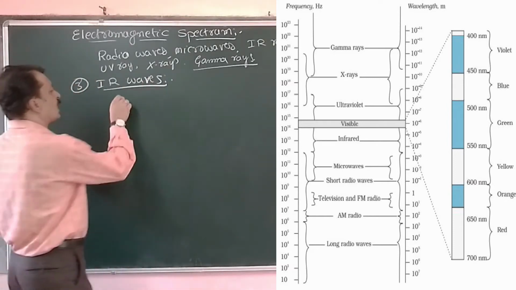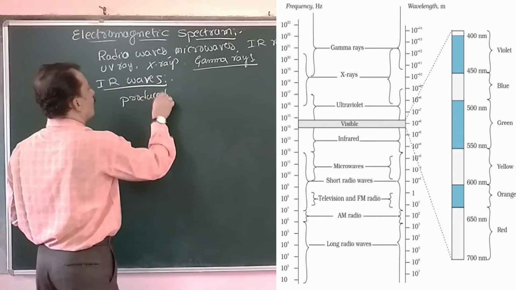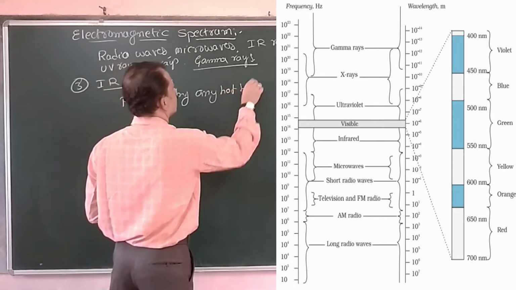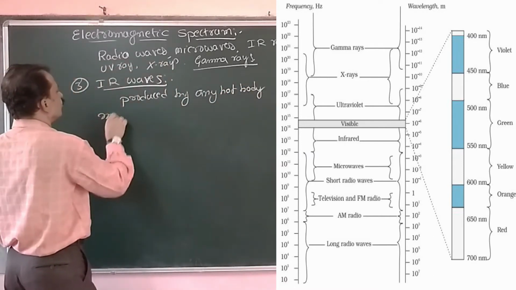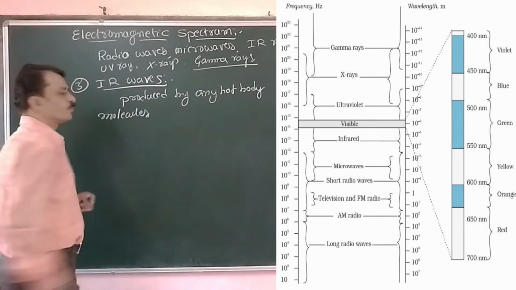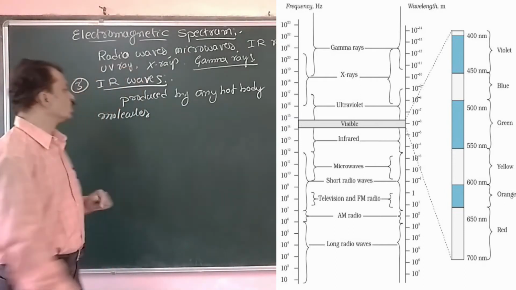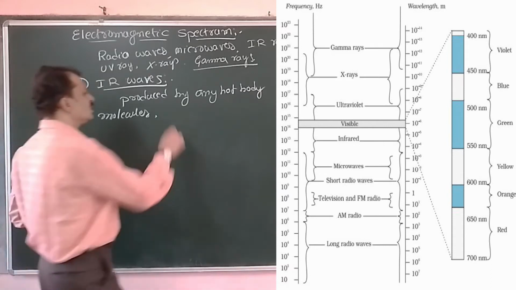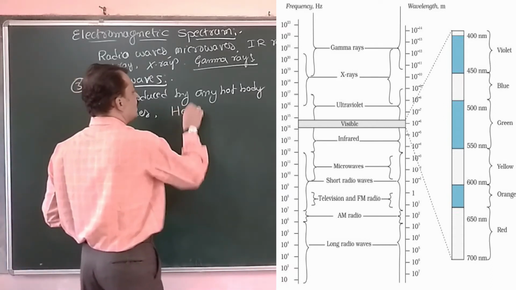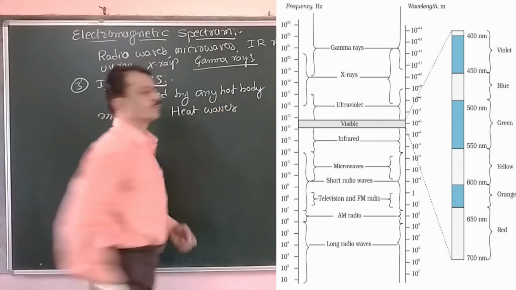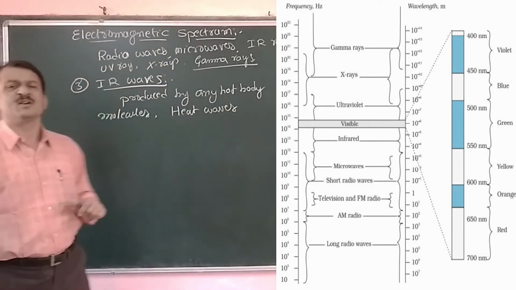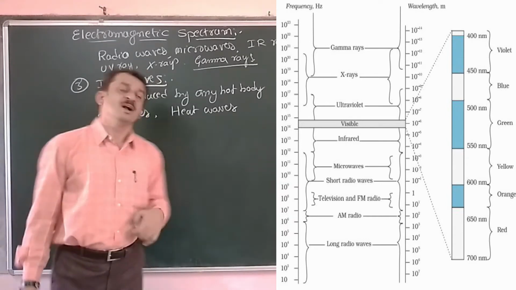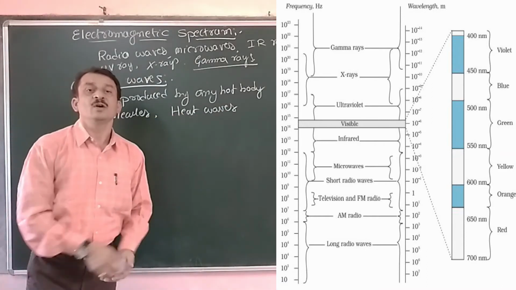Now these are produced by any hot body or molecule. Since they are having more heat, they are also called heat waves. Any object which receives these IR waves gets heated up and heats up the surroundings, and hence they are also called heat waves.